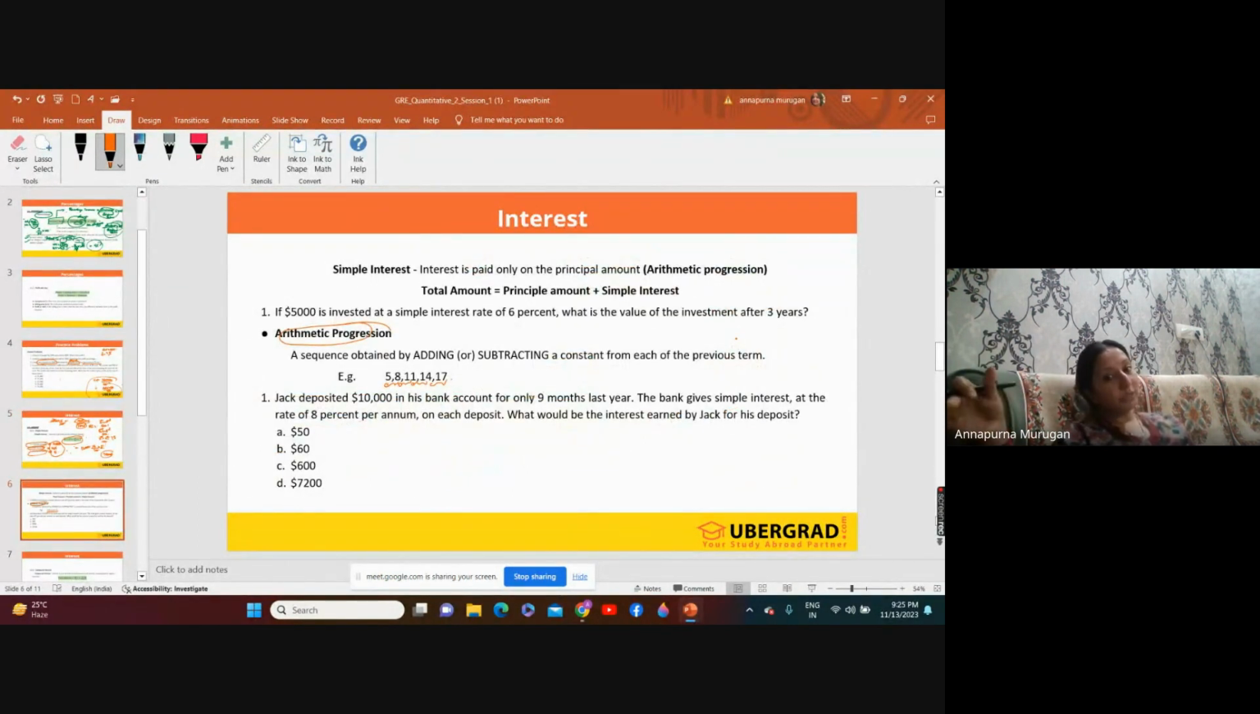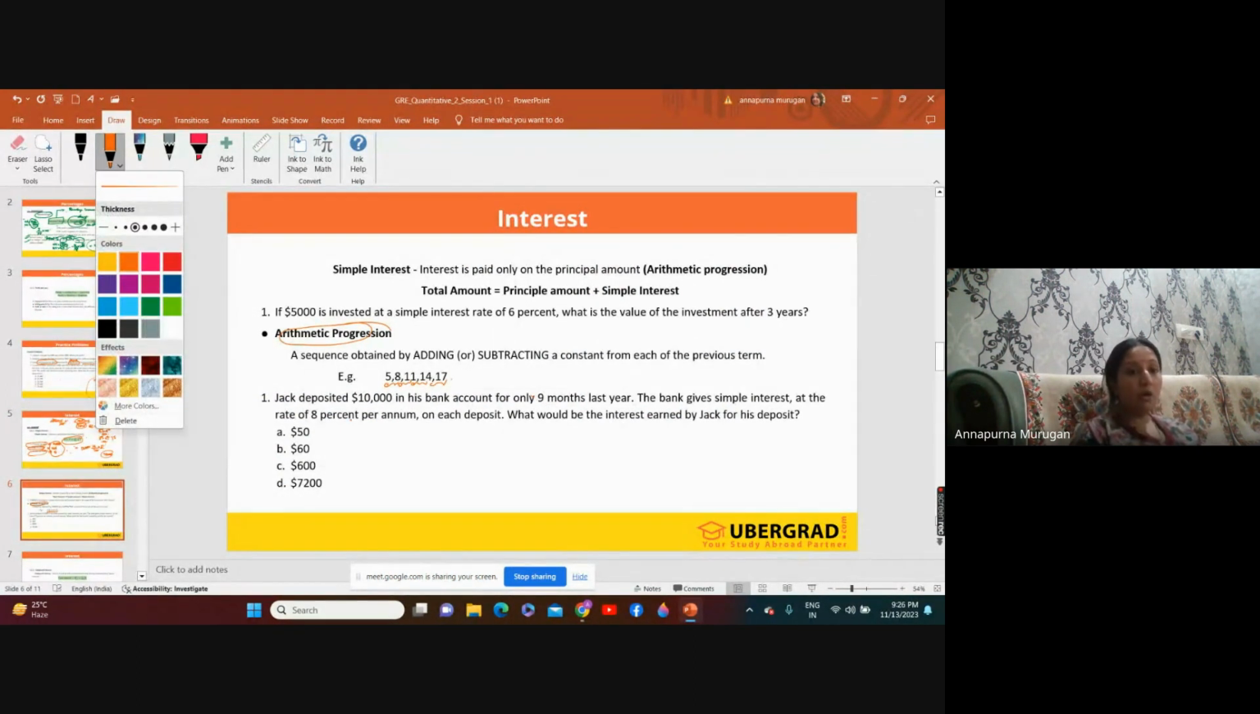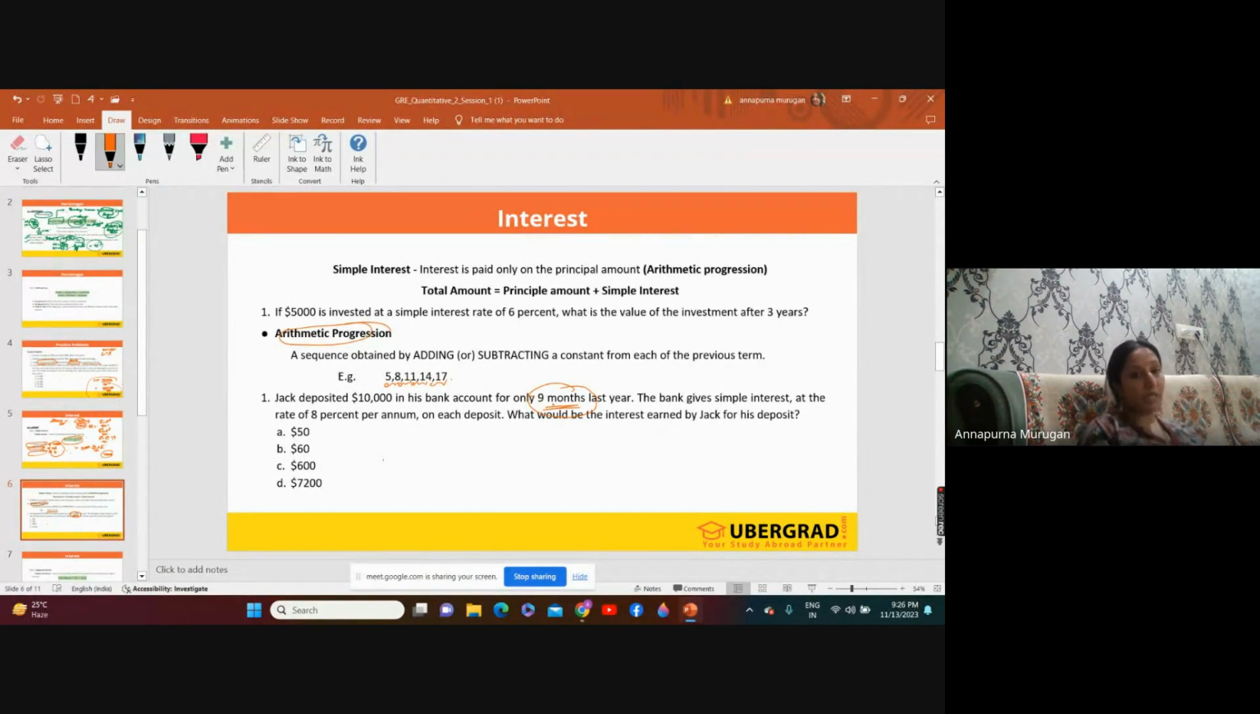So if you see, every year the same amount of simple interest is added. Now I want to tell you one thing here, guys. The rate is always per annum. But whenever you have 9 months, in terms of months, kindly convert it into years, because they calculate only in years for the amount.